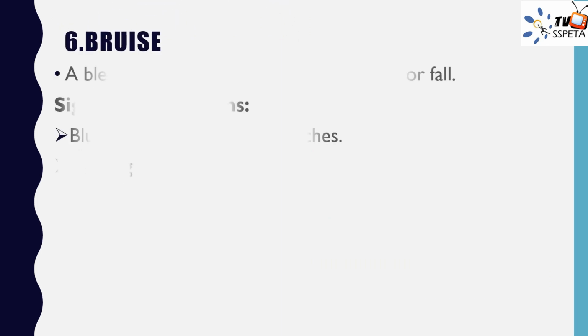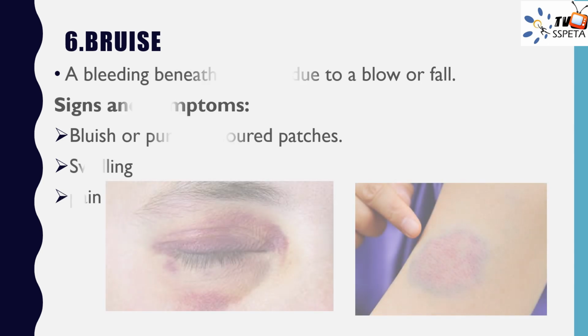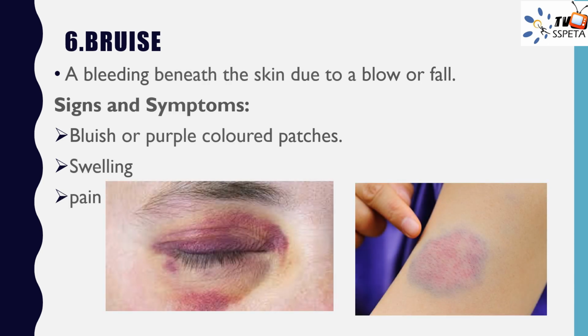6. Bruise. It is bleeding beneath the skin due to a blow or fall. Its signs and symptoms are bluish or purple-colored patches, swelling, pain.